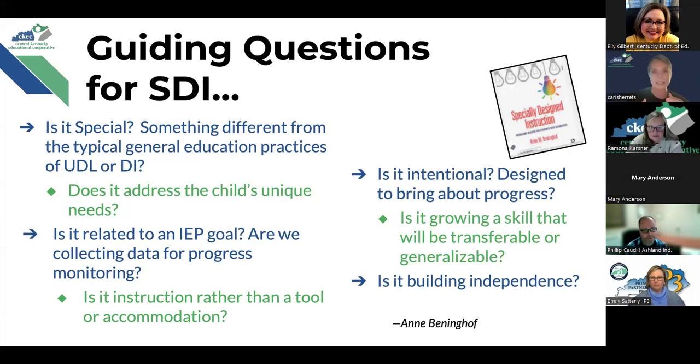We know generalizing in itself is a skill that students with disabilities often struggle with. So we need to think about those skills that they can transfer. And again, the ultimate goal is we are building their independence as a learner and helping them meet those educational standards that apply to all of the peers in their grade.